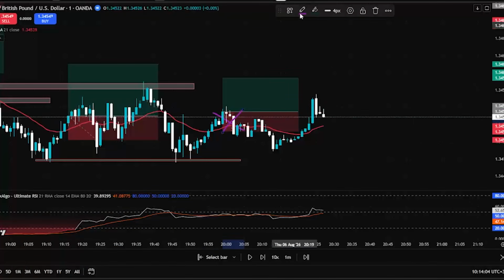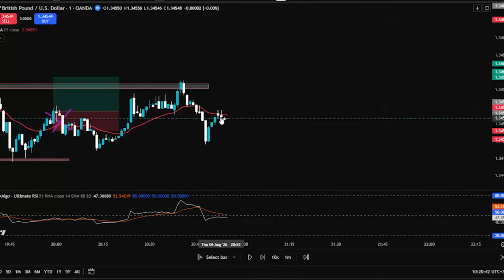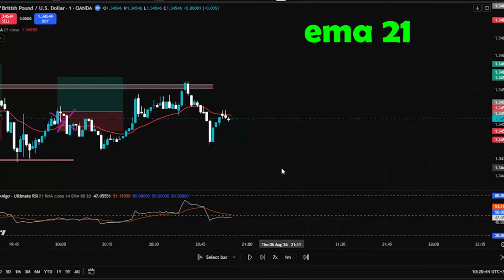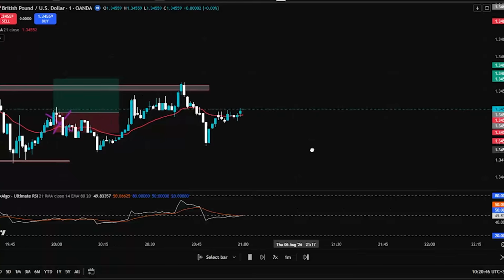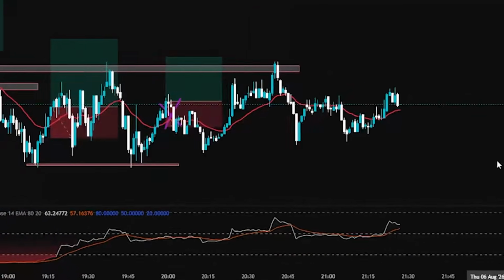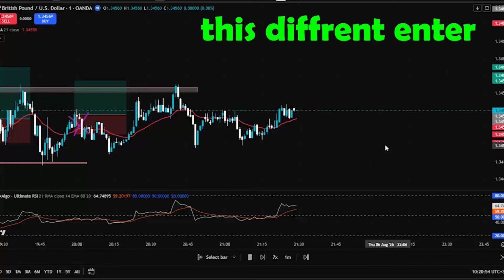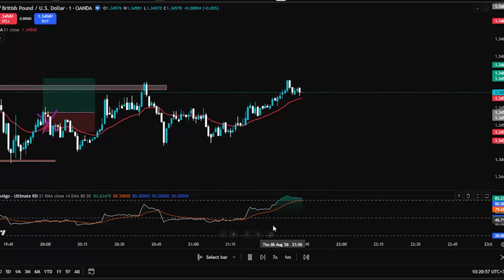Now let's move to the final thoughts and see who this strategy is suitable for. For every trade, we are looking for the same conditions. Is price respecting EMA 21? Is Ultimate RSI confirming momentum? And most importantly, was the entry taken according to the rules or based on emotions? This is the difference between a real strategy and random trading.